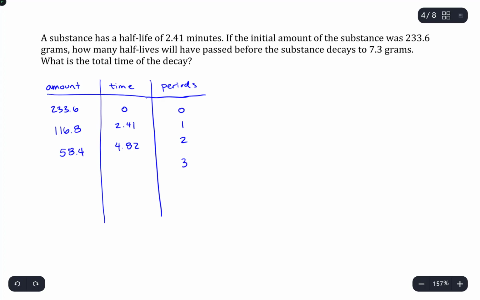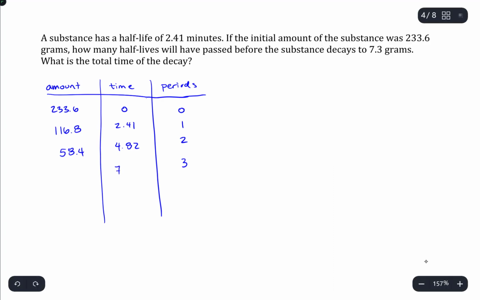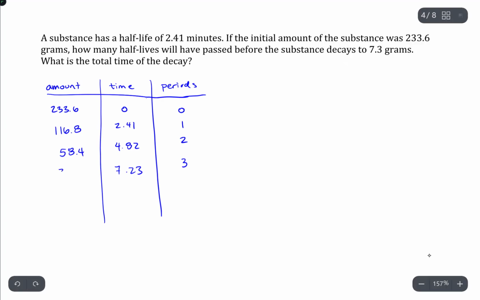Okay, another time period passes. So we take 4.82 plus another 2.41. That puts us at 7.23. And when we hit that point, another half of our amount has decayed. So now 58.4 has reduced by half, which is now at 29.2.